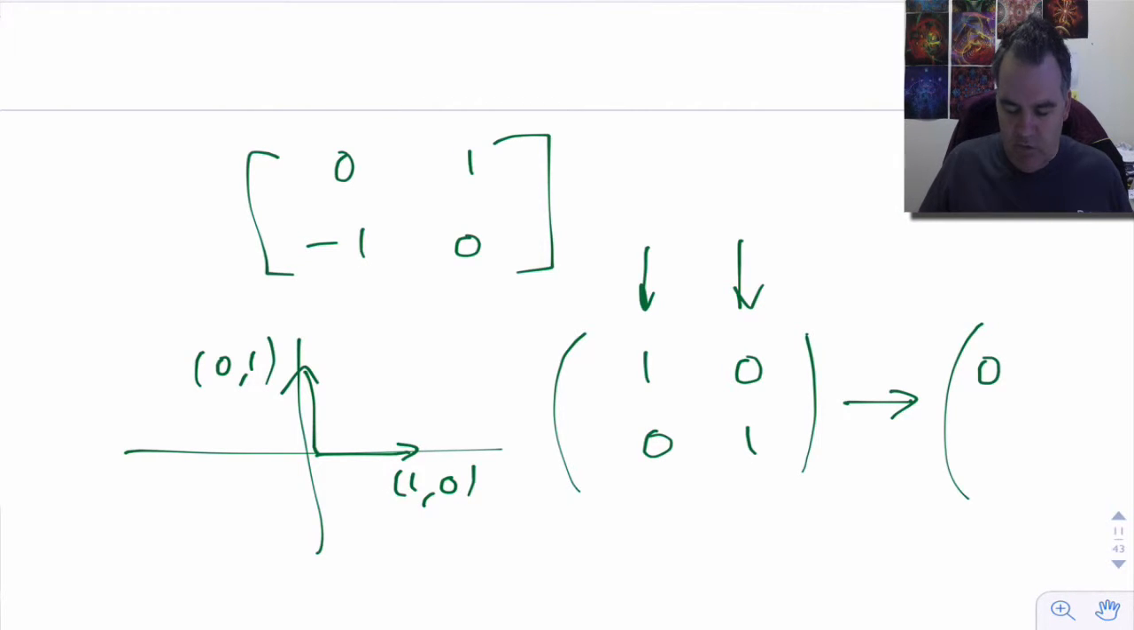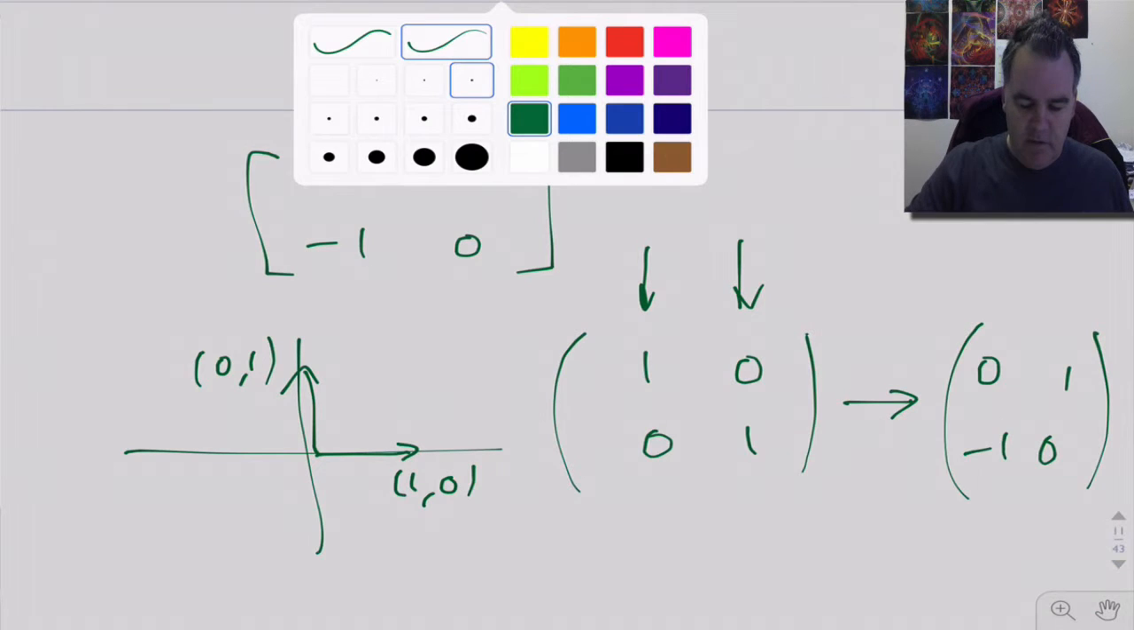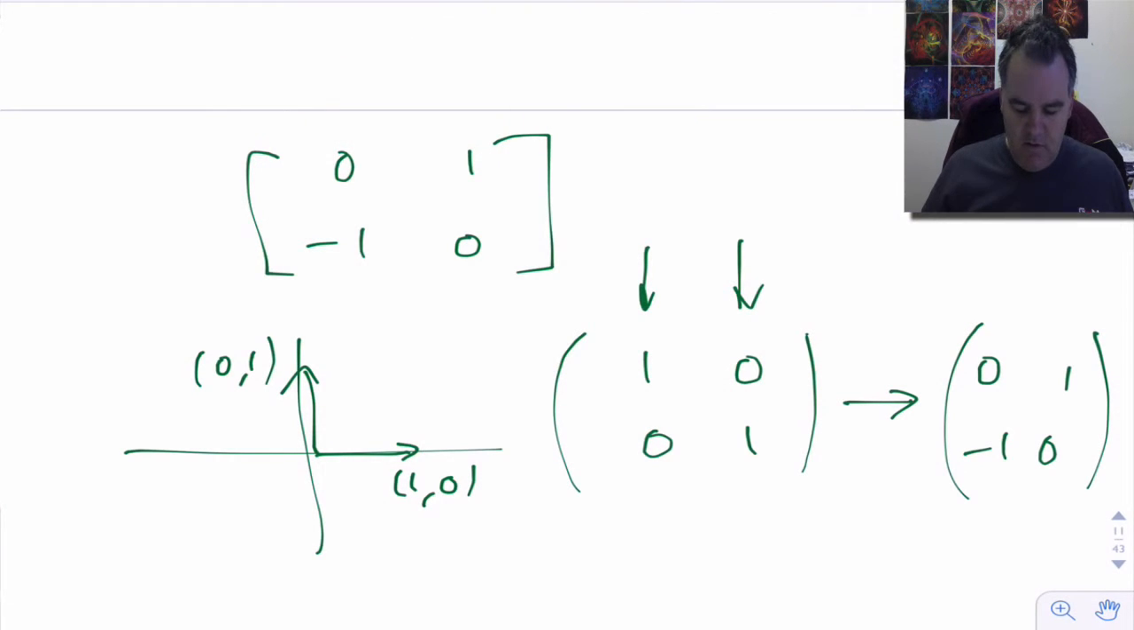So this one here, we've gone to 0, minus 1, and 1, 0. So the first point, 1, 0, has gone to 0, minus 1. So this point here has gone down to here. And the other point, 0, 1, has gone to 1, 0. So this point here has gone to here.